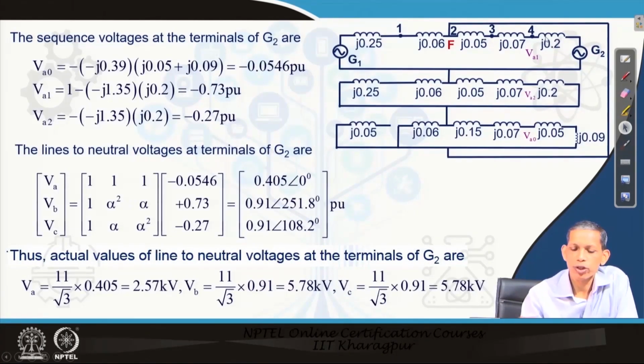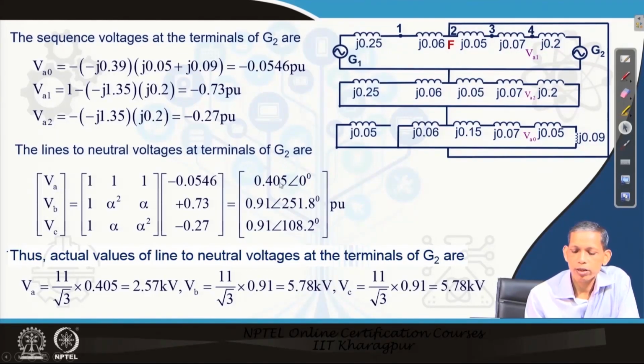Similarly, at generator 2 we can also find the voltages V A naught, V A 1 and V A 2 at the terminal, noted here as node 4. From these calculations, this voltage minus this one gives V A naught, V A 1 and V A 2. After the sequence components are obtained, we multiply by the T matrix and get the phase A, phase B, phase C voltages at the different phases.